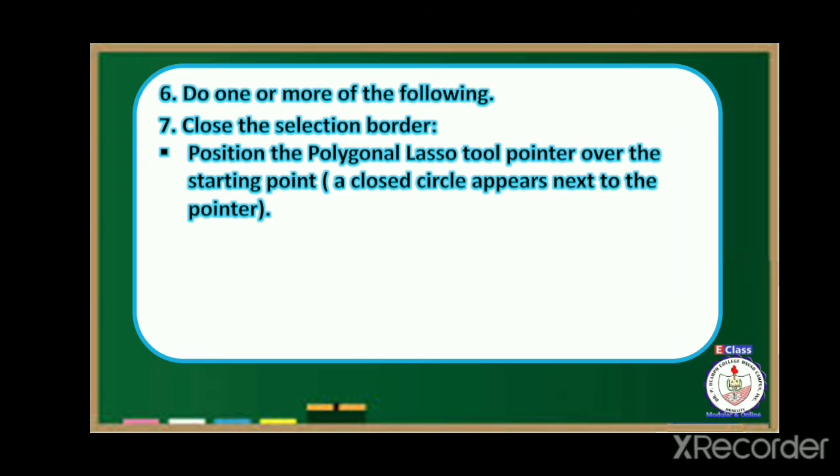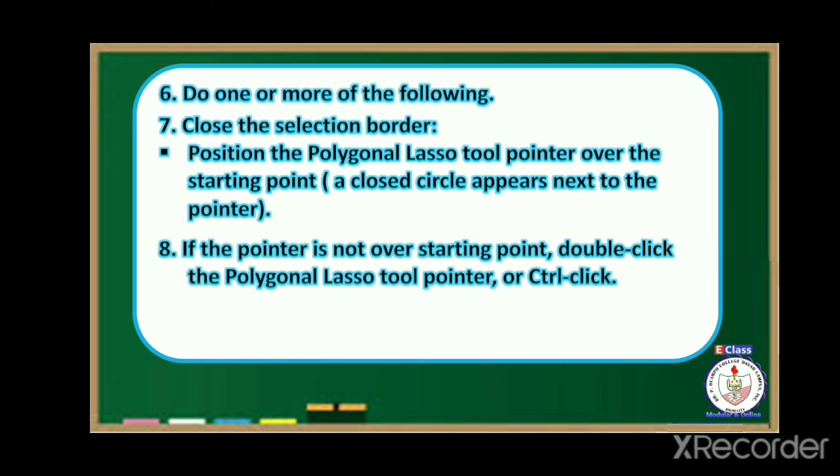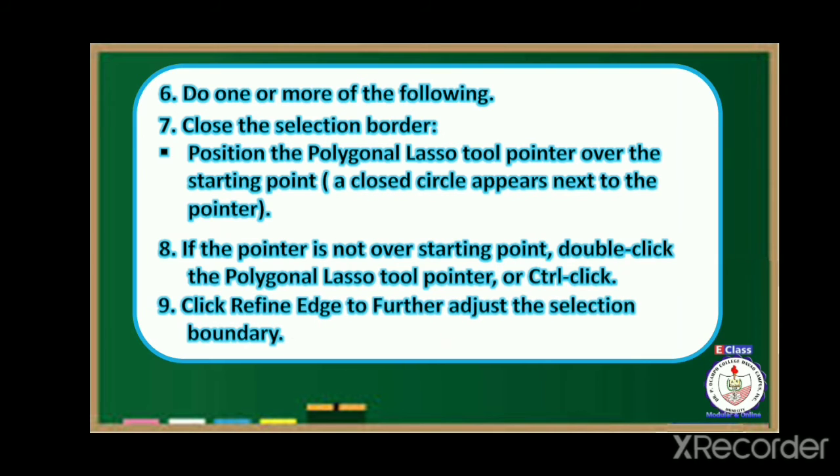Seven is close the selection border. Position the polygonal lasso tool pointer over the starting point. A closed circle appears next to the pointer, then click it. Number 8, if the pointer is not over the starting point, double-click the polygonal lasso tool pointer or Control-click. Nine, click Refine Edge to further adjust the selection boundary.